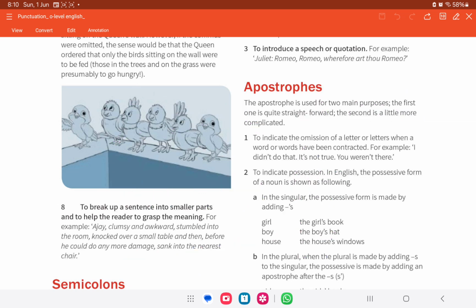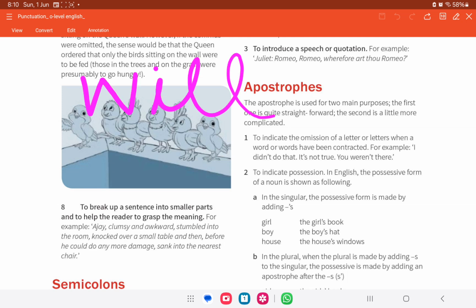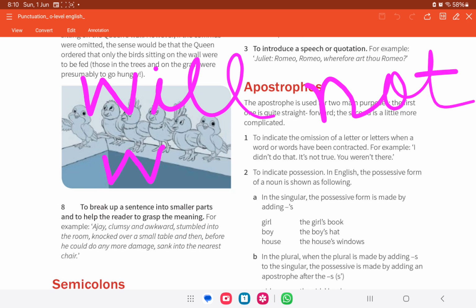So let's do one more. "Doesn't." Next one is "will not". The word is "will not". We write it like this. When we make a contraction, it should be something like this. You think so?